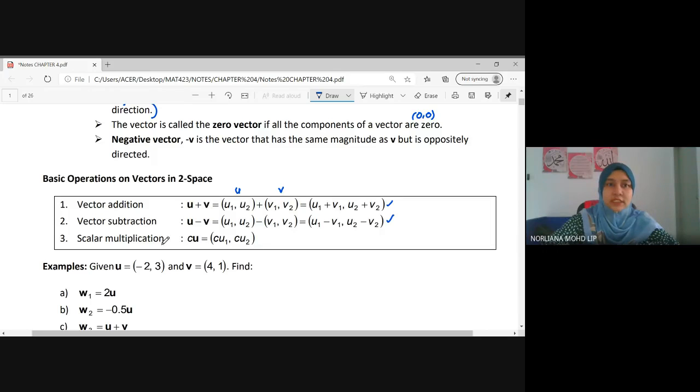And the third one is scalar multiplication: c times u, where c is a scalar, or any real number, multiplied with vector u. So we get cu1, cu2. If c is multiplied with vector v, we get cv1, cv2.